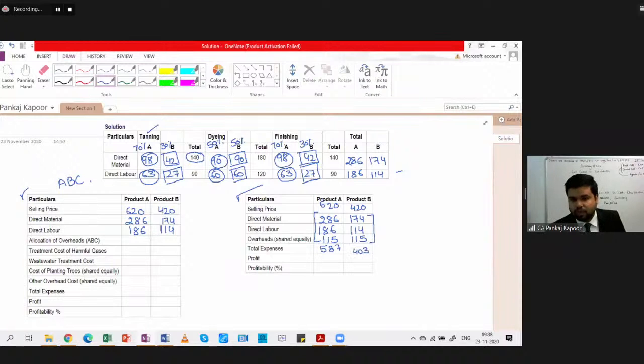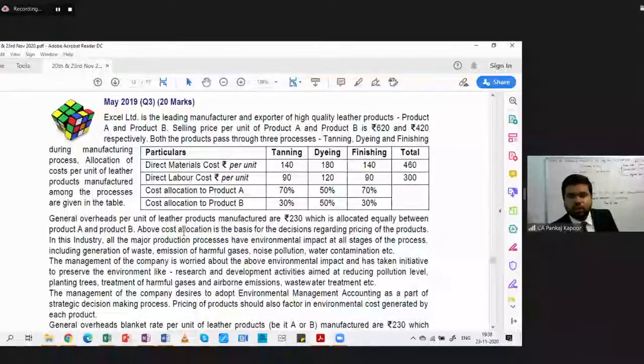Now the 17 rupee is the profit here, whereas the profit here is 33 rupee. If we compute it in percentage, the profit divided by selling price into 100, then the profitability here is 5.32%, but the same here is 4.05%. Now move back to the question in order to apply the ABC costing.